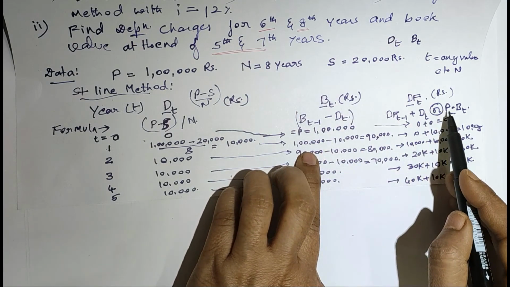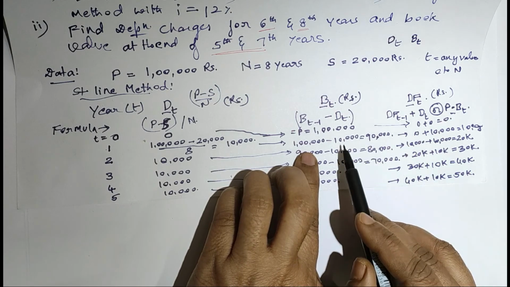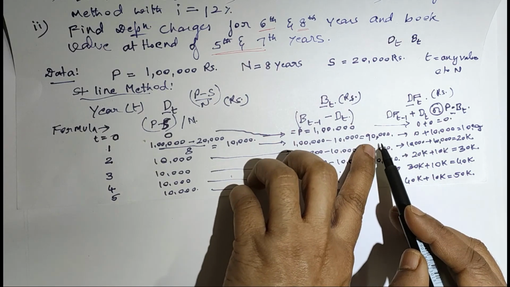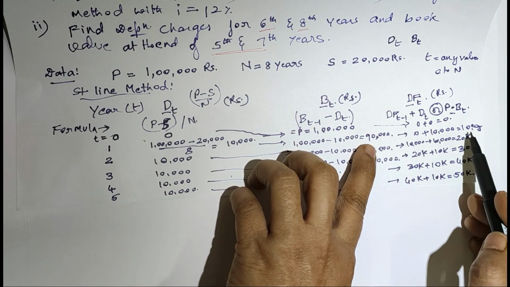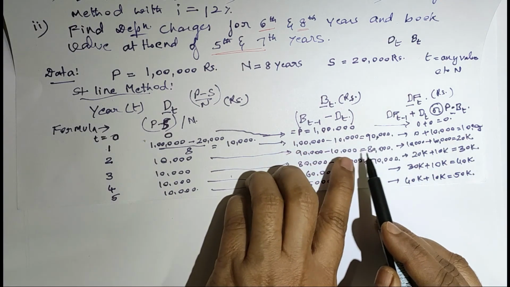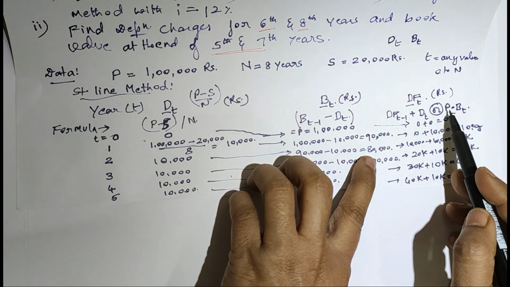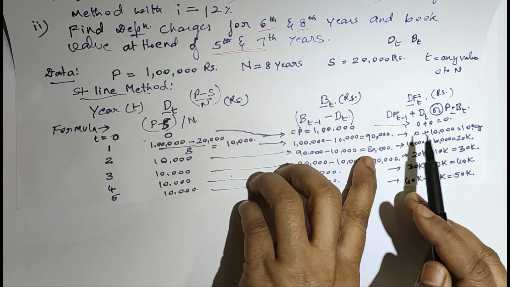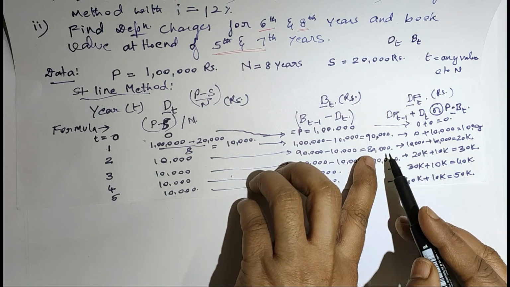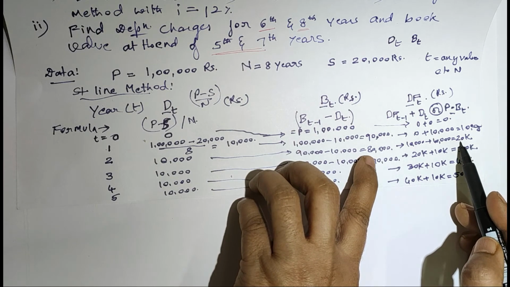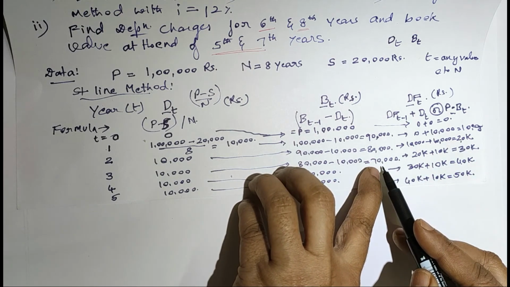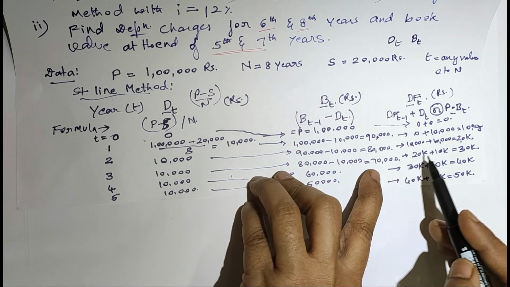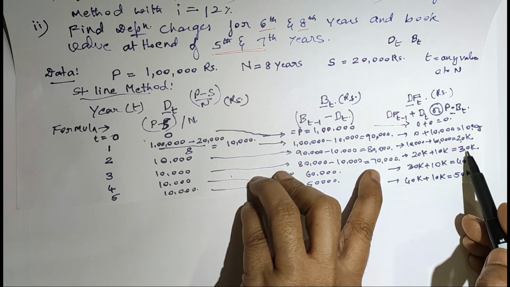Next, P is 1 lakh. 1 lakh minus current book value of 90,000 is 10,000. Next, P is 1 lakh. P minus the book value at the end of T, that is the second year, 80,000: 1 lakh minus 80,000 is 20,000. 1 lakh minus the book value at the end of the third year, 70, is 30. Like that, you can use any formula.